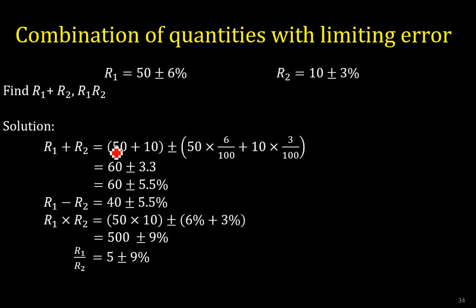So we'll see, now R1 plus R2. The magnitude is okay. The true value, 50 plus 10, you will get 60. What about the percentage error? When you are adding two quantities with limiting error, you have to use the absolute value. So how will you get the absolute value? This is 6%, so what will be 6% of 50? That is 50 into 0.06, plus 3% of 10, 10 into 0.03. So you will get 3.3.